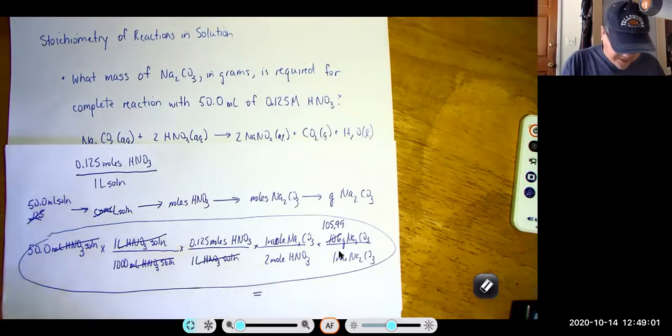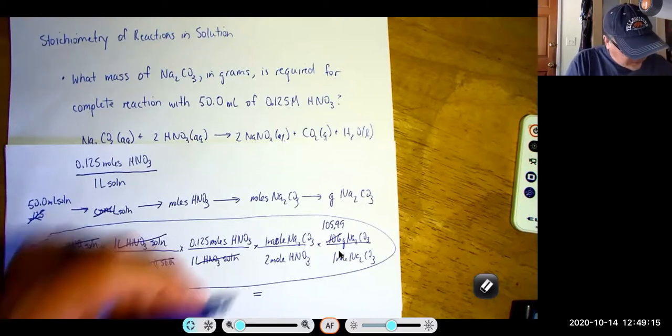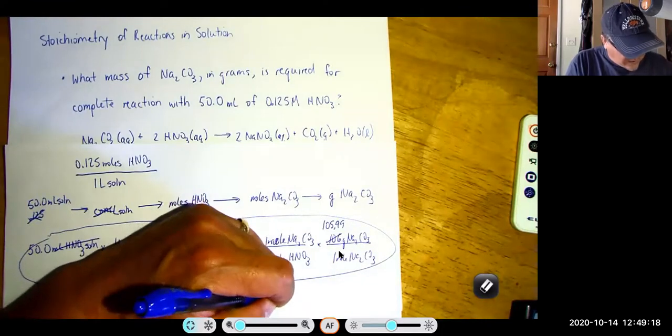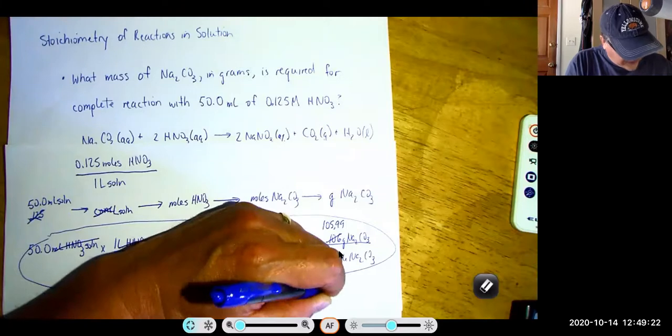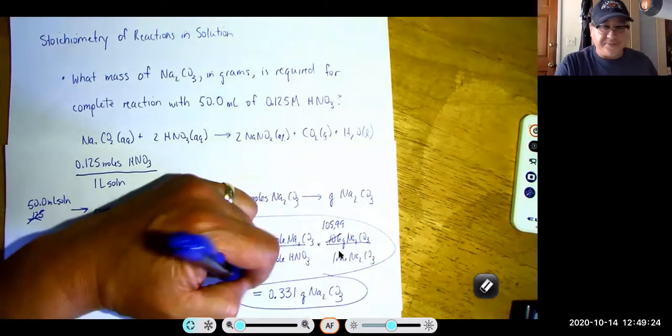So let's see what we get. 50 times 0.125 times 105.99 divided by 1,000 divided by 2. And we get 0.331 grams of sodium carbonate. And this, of course, will be part of the answer.